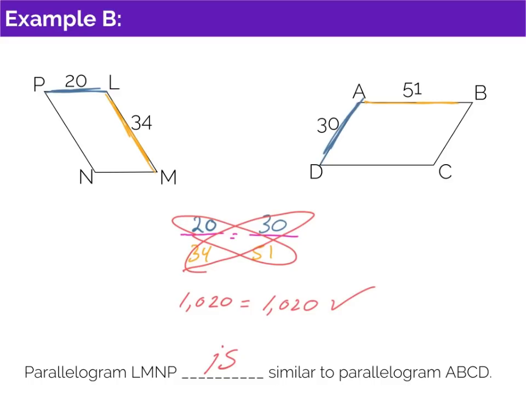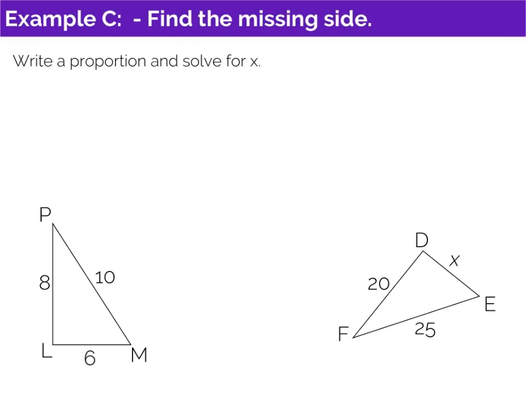Now let's move on to example C to figure out how we find if one of the sides is missing using this method. So here we are at example C, and it says write a proportion and solve for x. So this time when we set up our proportion, we're not trying to determine if these are similar. We already know that they are. What we need to do is use that knowledge to solve for x.